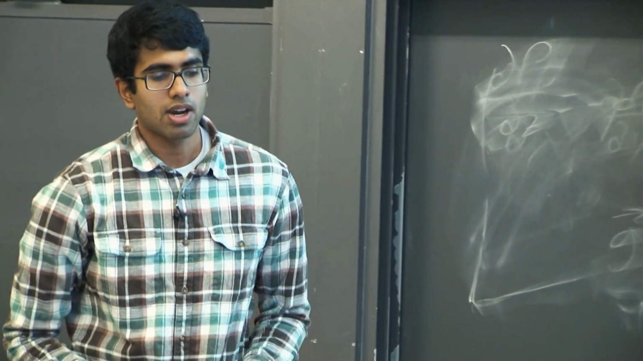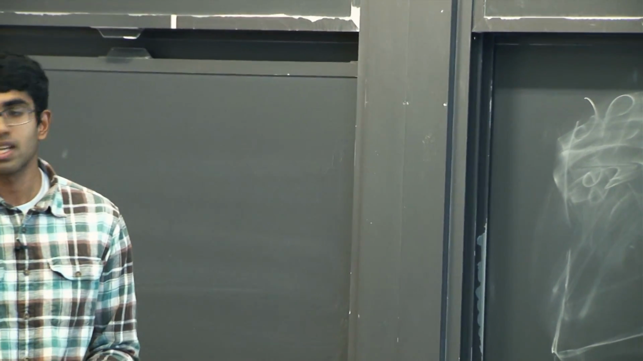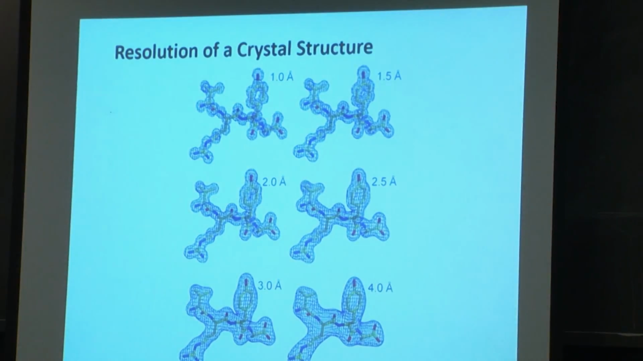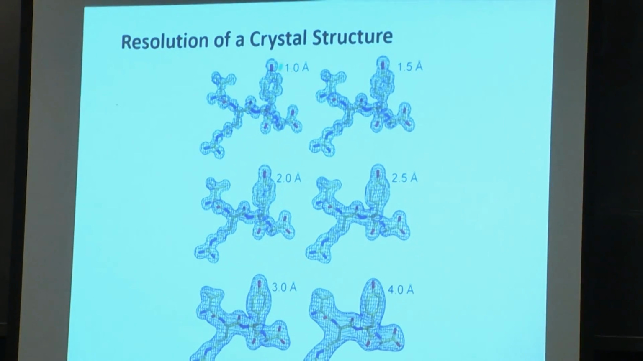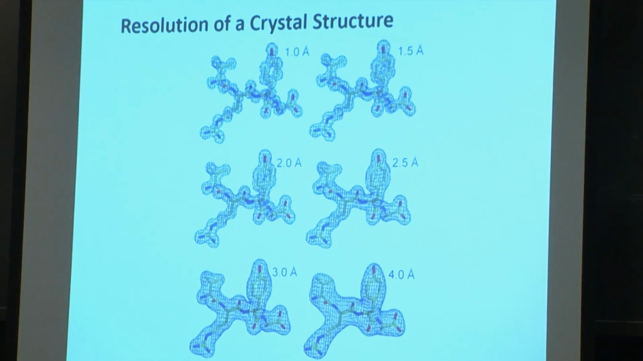So the last part of the talk is on how to assess the quality of structures in the PDB. They're large structures, and you want to be able to know whether the model that's presented to you actually accurately reflects the data that was collected. And so the first point is what is the resolution of a structure? And so the take-home message is that a lower number means a greater resolution.